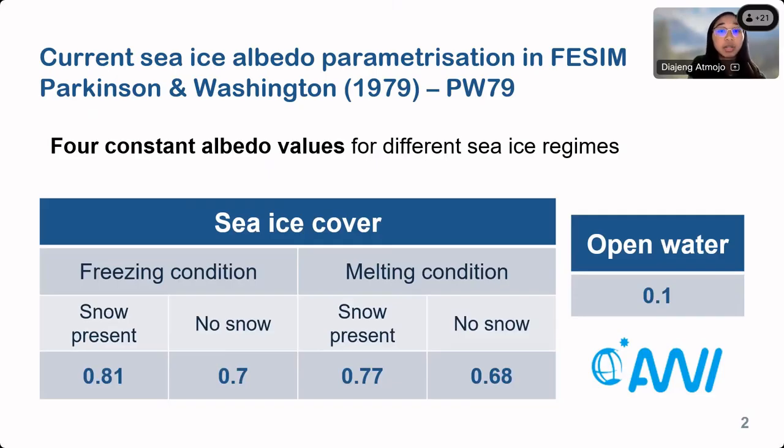The current sea ice albedo parametrization in FESM follows Parkinson and Washington from 1979, in the following abbreviated with PW79, and it consists of 4 constant albedo values for different sea ice regimes. So first we look whether we have freezing or melting conditions, and then we look whether snow is present or not, and then we assign these constant albedo values accordingly. And we argue that this parametrization is too simple and we want to improve it.